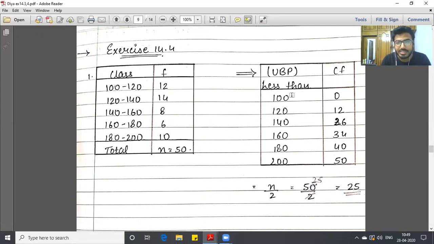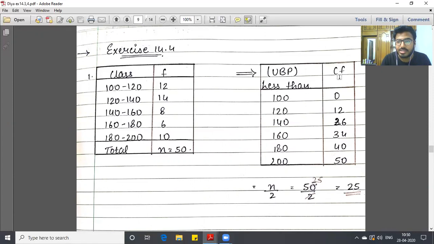Now look here, less than 100. Here the marks of the class start from 100 itself, so will anyone get less than 100? No. So less than 100 is equal to what? 0. Either you can just write 100 and 0, if you want you can, if you don't want you don't. It is not compulsory to write 100 and 0. From 120 it is compulsory to write. So you can take the upper limits and the cumulative frequency and arrange them. Then we take the n by 2 value. So how much will the n by 2 value be? Total you have 50, so 50 upon 2 is equal to 25. Now see, this is your class.